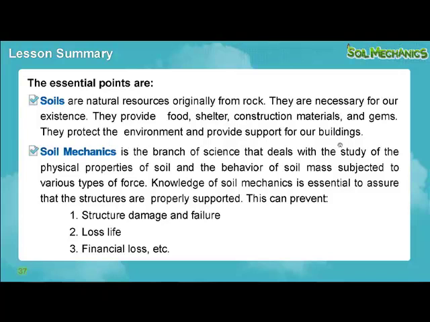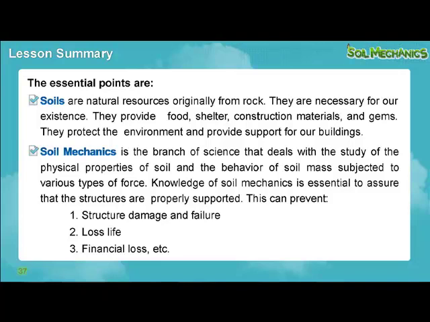And the definition of soil mechanics is the branch of science that deals with the study of the physical properties of soil, and the behavior of soil mass subjected to various types of force. And knowledge of soil mechanics is essential to assure that structures are properly supported. This can prevent structural damage and failure, loss of lives, and financial loss, etc. So this is the importance of soil mechanics.